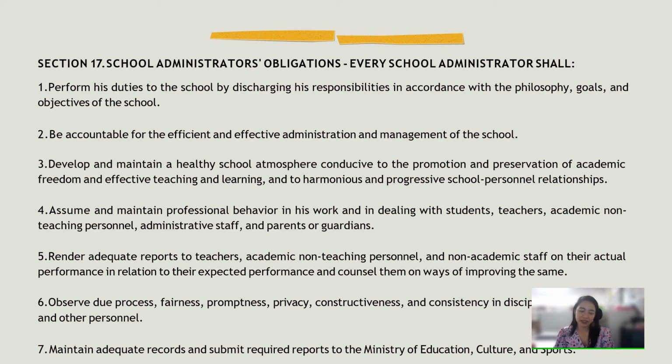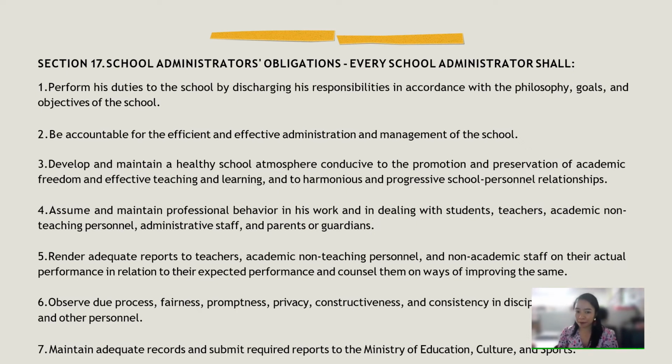Section 17. School Administrator's Obligations. Every school administrator shall: Number 1, perform his duties to the school by discharging his responsibilities in accordance with the philosophy, goals, and objectives of the school. Number 2, be accountable for the efficient and effective administration and management of the school. So you are the school administrator, you are the leader, you are the role model. That's why you should be accountable and responsible for your school.